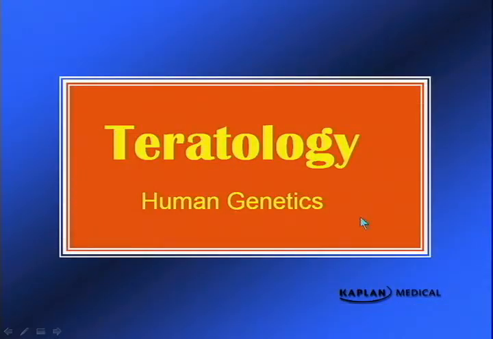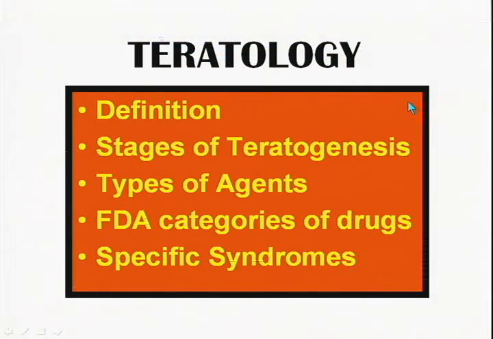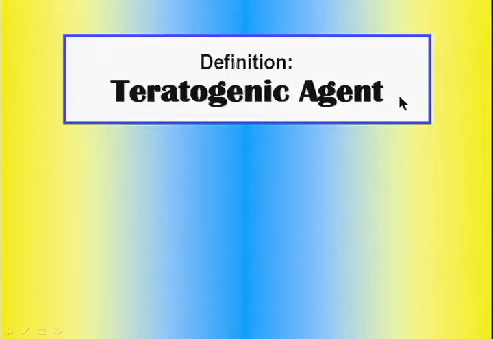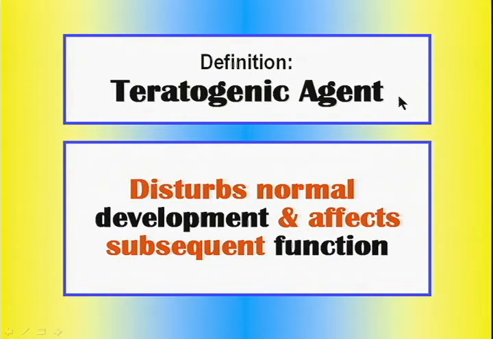Okay, let's now turn to teratology. And we're going to look at the definition, the stages, and the types of agents. A teratogenic agent is anything which disturbs normal development and affects subsequent function. This could be a drug. It could be an energy source, such as X-radiation, or it could be hyperthermia.